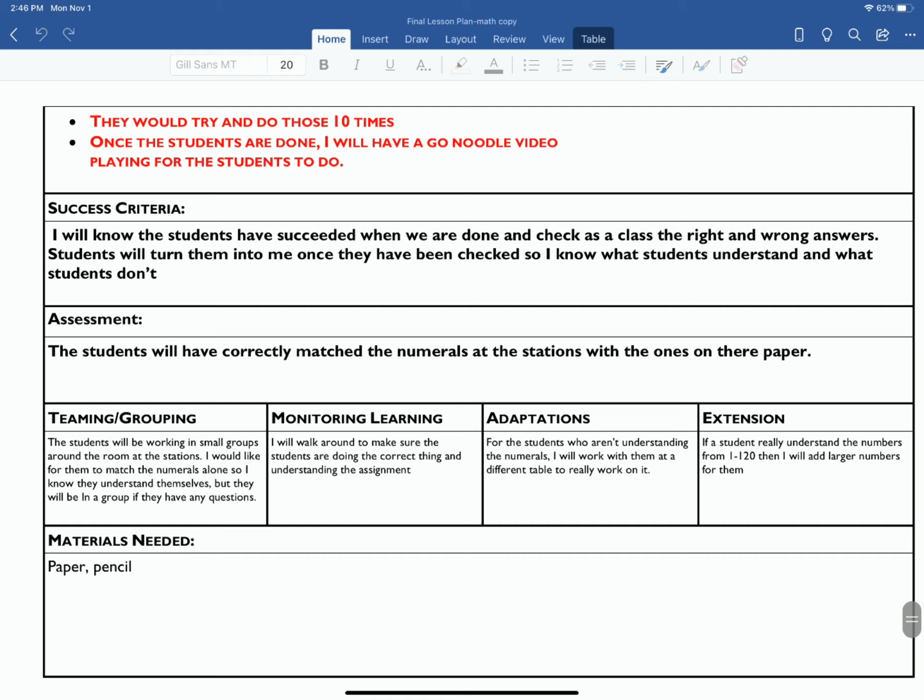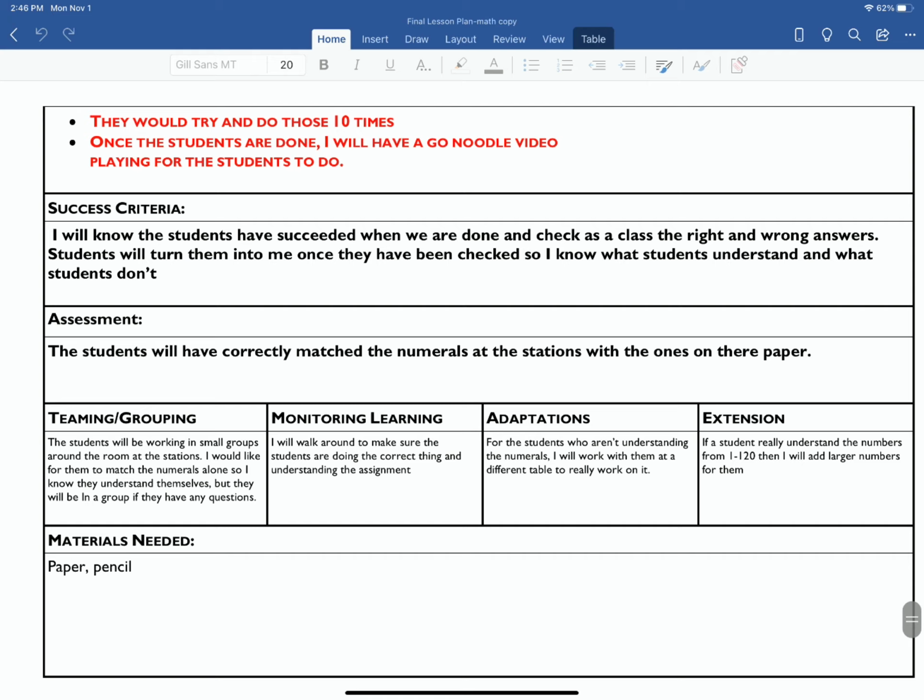It gets them up and moving, but also you have to remember that they're still trying to pair those numerals up with the numbers as well. So they have two things to do there. This should take quite a while, depending on how many stations I have around the room. But once the students are done, I will have a Go Noodle video playing for the students in the front of the room. As they finish up, they can just gather together in the front of the room and get going with that.